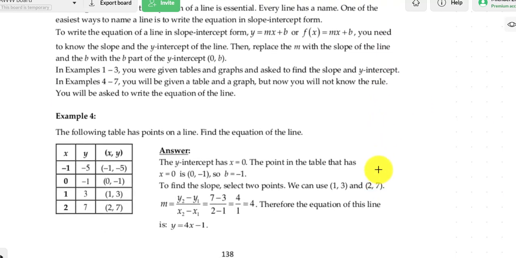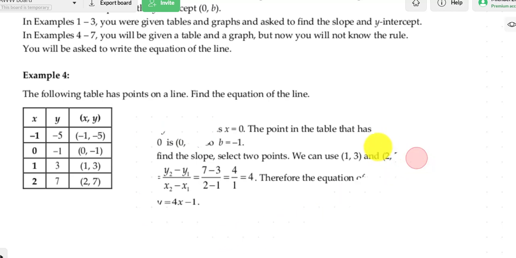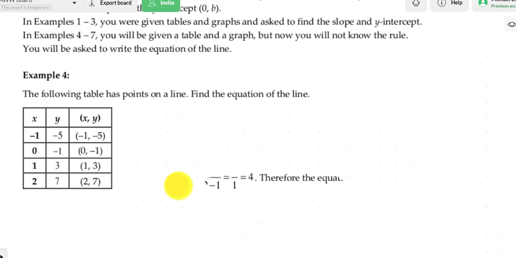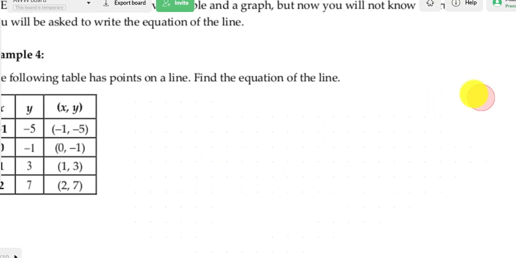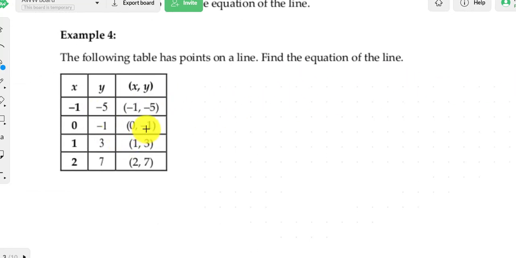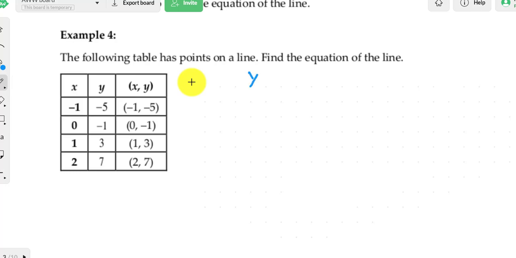So if we go down to example 4, I'm going to erase the answer, so pretend you didn't see this. I could just give you a table, and a good test question or a quiz question would be, can you write the equation of the line given the data in the table? So let's give this a try. I'm thinking, all right, we know the equation of any line is y equals mx plus b.